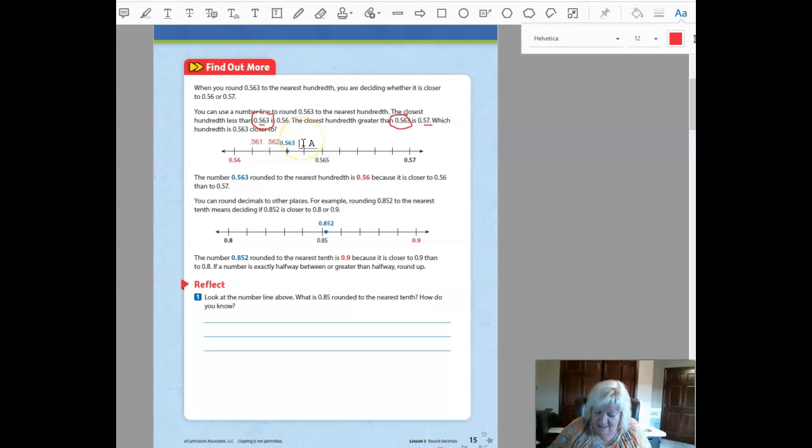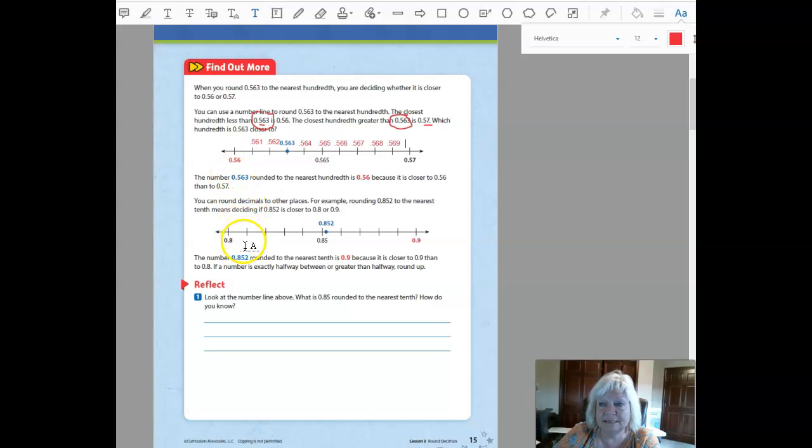This one would be 564 thousandths, 565 thousandths, 566 thousandths, 567 thousandths, 568 thousandths, 569 thousandths, and then we would be up to 57 hundredths. So when we actually place the decimal on the line, we can see that it's closer to 56 hundredths.